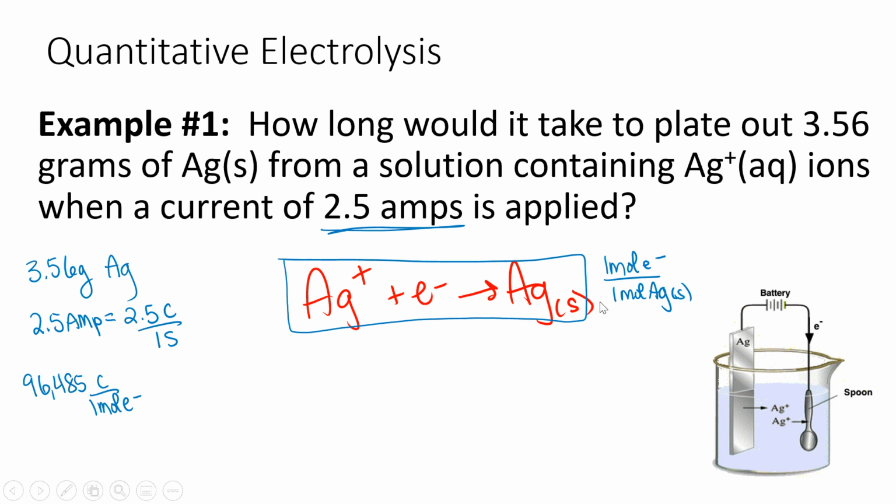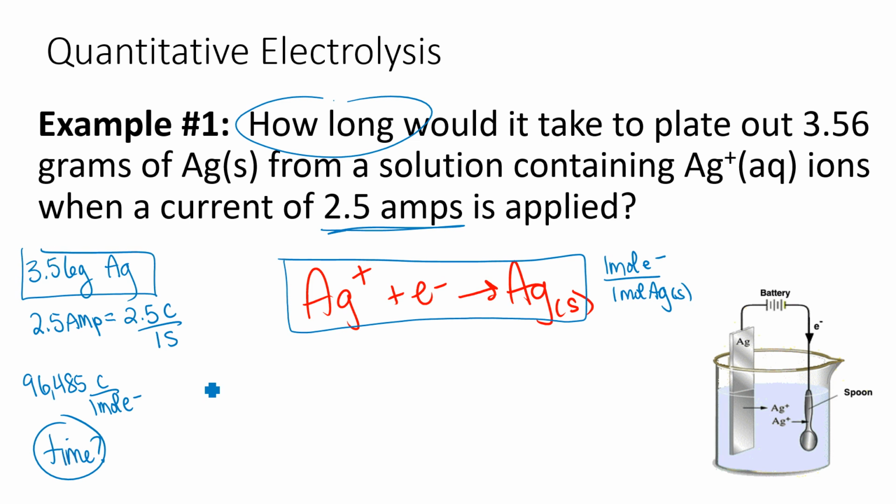So here's all these relationships, and I'm trying to find how long. So I'm trying to solve for time. So I'm going to start out my calculation with the one value I'm given that's not a ratio. So I'm going to start out here with my 3.56 grams of silver, and I'm trying to get to time. And so if I work my way backwards, I notice how I can figure out time if I just knew coulombs, and I could figure out coulombs if I knew moles electrons, and I could figure out moles electrons if I knew moles of silver.